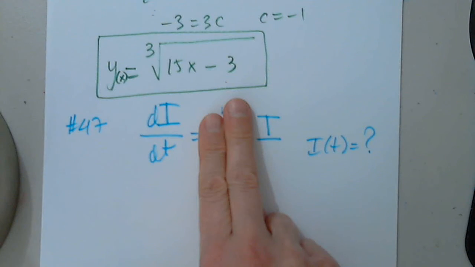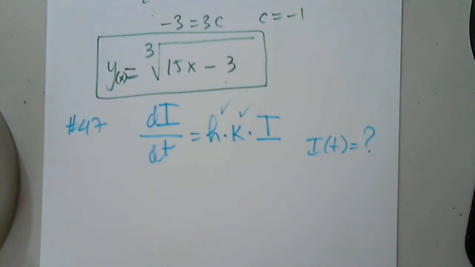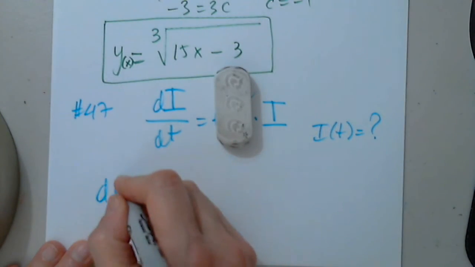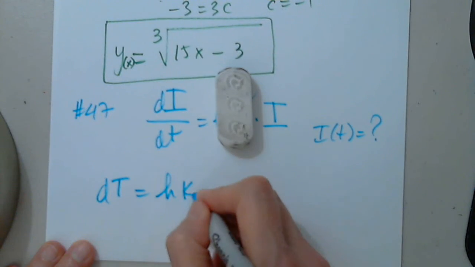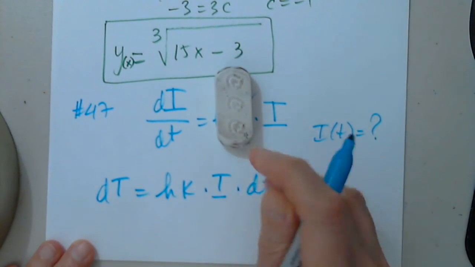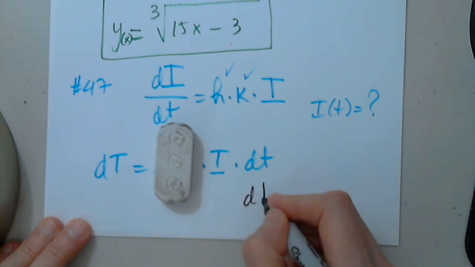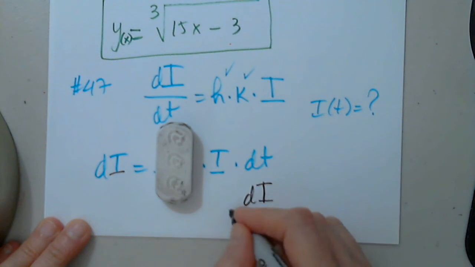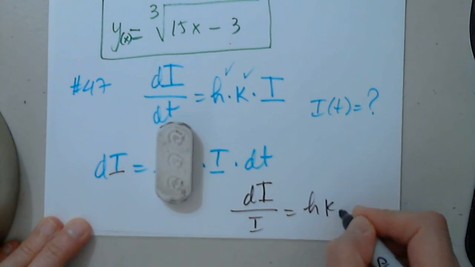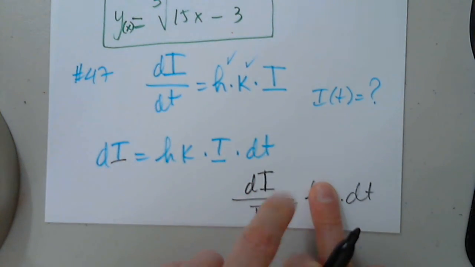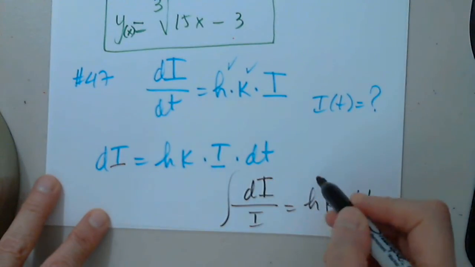What do we have to do first? Multiply by dt. Very good. So that's the first step. So hk times I times dt. Awesome. Again, these are just constants. Don't even look at them for now. And then divide by I. Of course. Thank you very much. Excellent. So dI over I equals hk dt. Awesome. We're happy. This is a constant. I is alone on one side. t is alone on the other. We are ready to integrate.